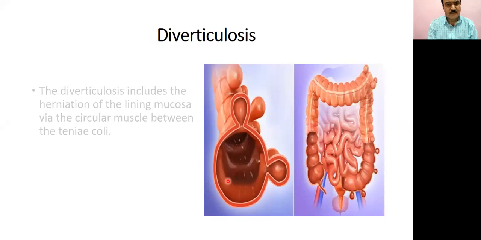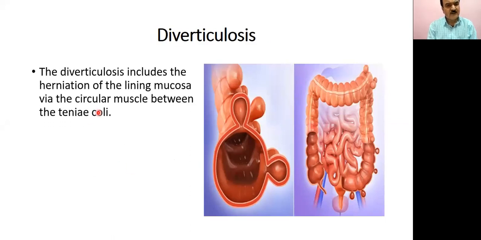Coming to diverticulosis. Diverticulosis includes the herniation of the lining mucosa via the circular muscle between the tenia coli. As I told you, we have tenia coli. This is the tenia coli here, and this is the circular muscle with haustrations. Sometimes it may bulge because it is thin. It goes out as a pouching, what we call a diverticulum. A diverticulum is the outpouching of the lumen. You can see these are the haustrations. These haustrations expand outwards because of the weakness of the wall and cause a diverticulum.